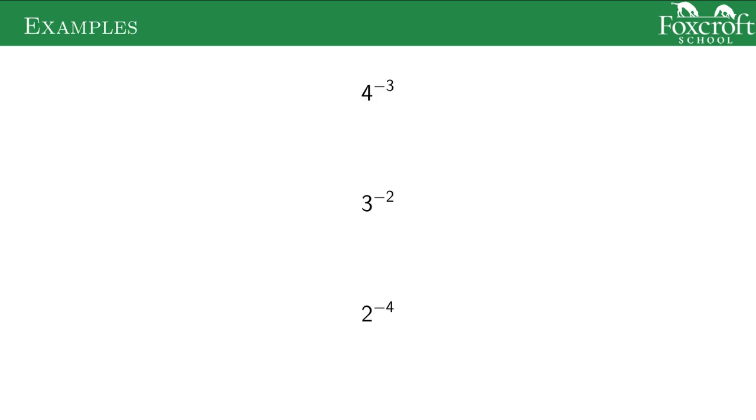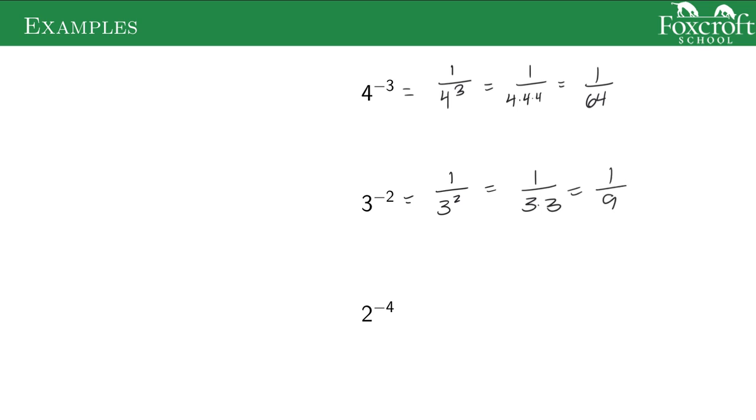So 4 to the negative 3. The first thing I would do is take care of this negative exponent, make this 1 over 4 cubed. And then remember from the previous example, 4 cubed is 4 times 4 times 4, and that's 1 over 64. So 4 to the negative 3 is 1 over 64. 3 to the negative 2, again, the first thing you do is take care of that negative exponent, which becomes 1 over 3 squared. And then 3 squared is 3 times 3, and you get 1 over 9. Now go ahead and try the last one, 2 to the negative 4, on your own. And when you do 2 to the negative 4, you should get 1 over 16.